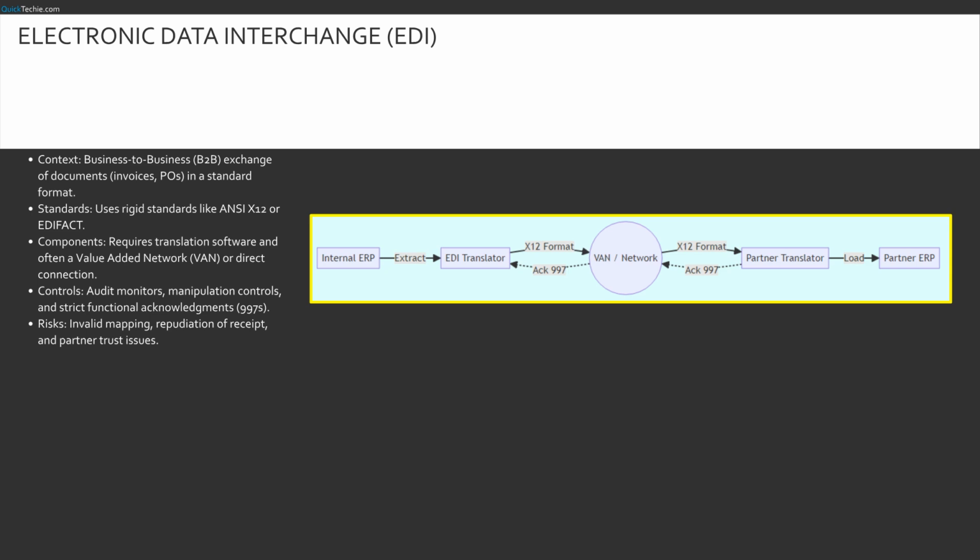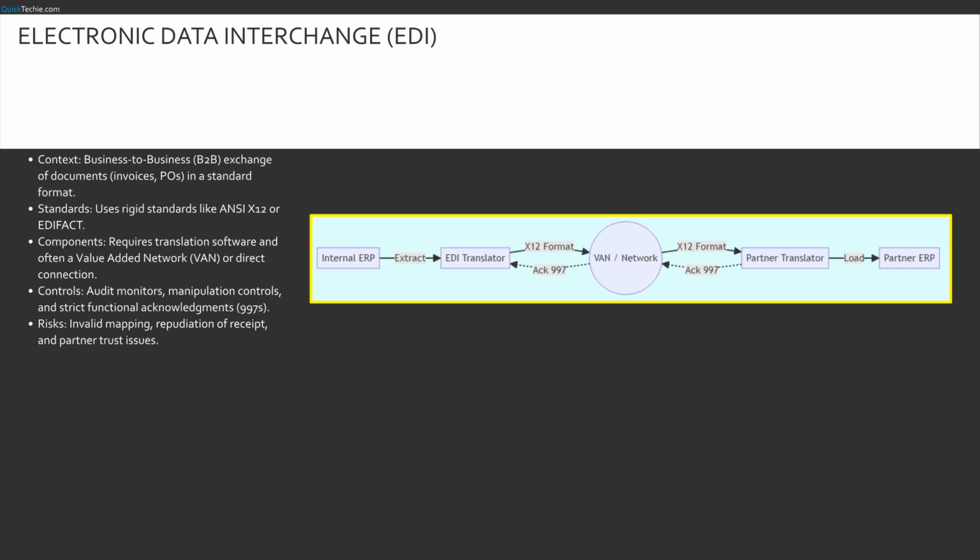A specific, highly structured type of interface is electronic data interchange, or EDI. This is how supply chains run. It involves B2B exchange of purchase orders and invoices. Unlike flexible APIs, EDI uses rigid, standardized formats like ANSI X12. Operations teams manage translation software that converts internal data into these standard formats.